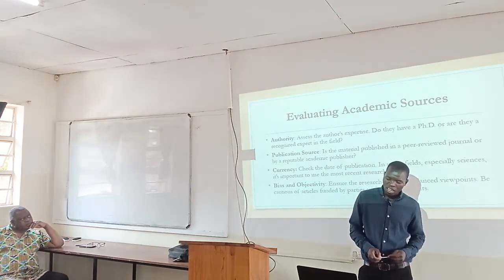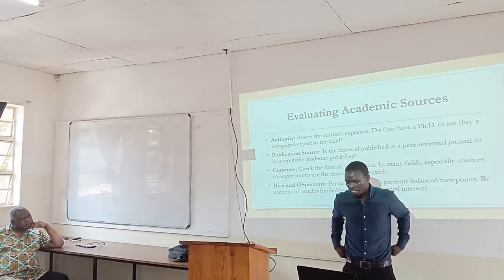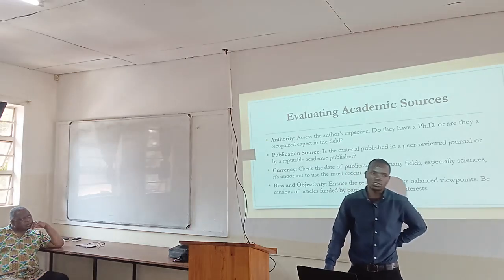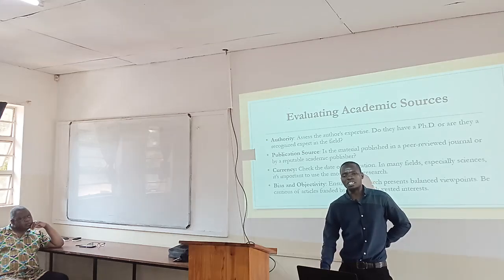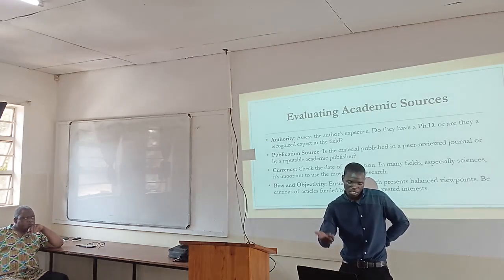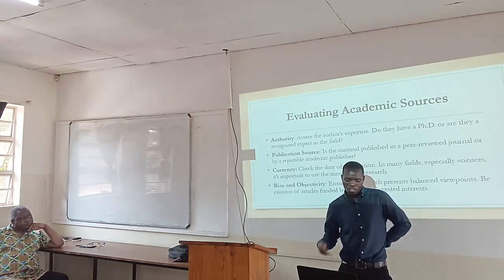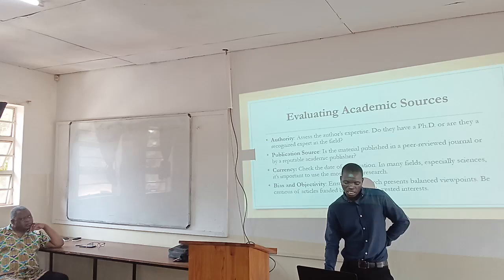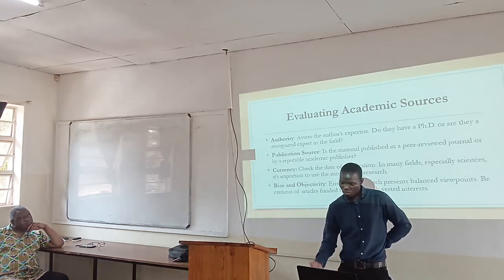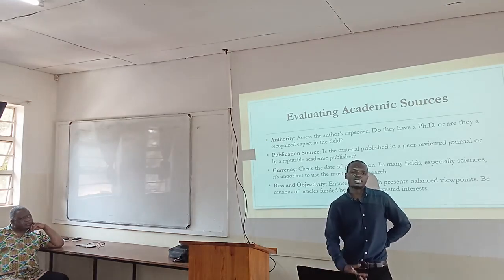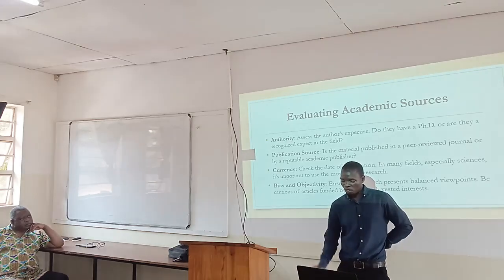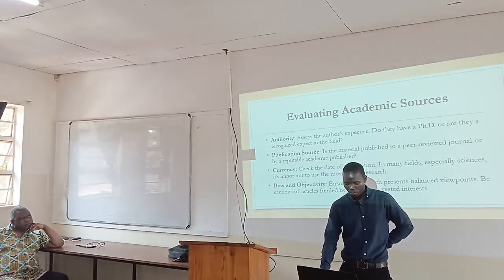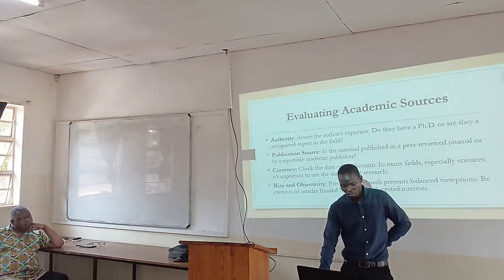The other thing is about currency. For example, you are writing research in 2024, but you find out all the sources that you have used in coming up with that project are from 1950, 1960. It's obvious that information cannot be relevant and up to date. So I've talked about the author of that book, the publisher, and the currency. Under currency, I mentioned how recent the book is. This is 2024, but in your project you are talking about issues from 1960, 1840 something. It's obvious that information cannot be relevant.